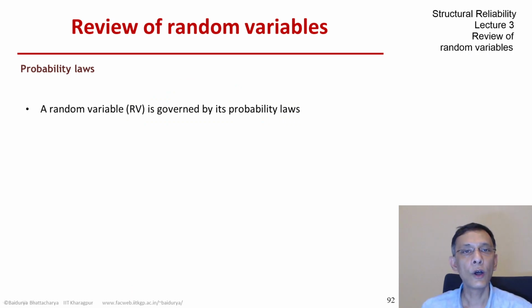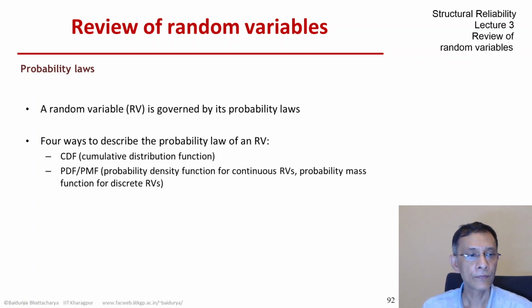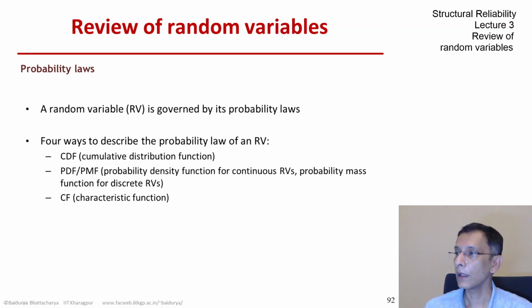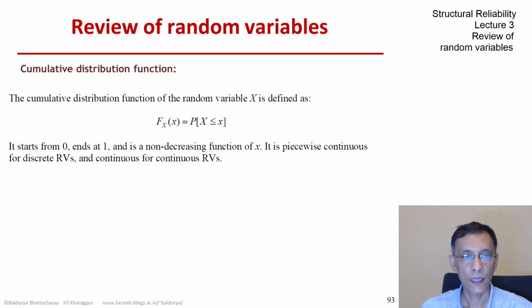Now, for the probability laws of a random variable, there are 4 ways to describe it: the cumulative distribution function, or the CDF; the probability density or the probability mass function, depending on whether the random variable is continuous or discrete in nature; the characteristic function; and the moment generating function if it exists. Now, the CDF is the probability that our random variable assumes values less than or equal to little x. Our convention is to use uppercase letters to denote random variables like X, Y, Z, and lowercase letters like a, b, c, and little x, little y, little z to denote its realizations.